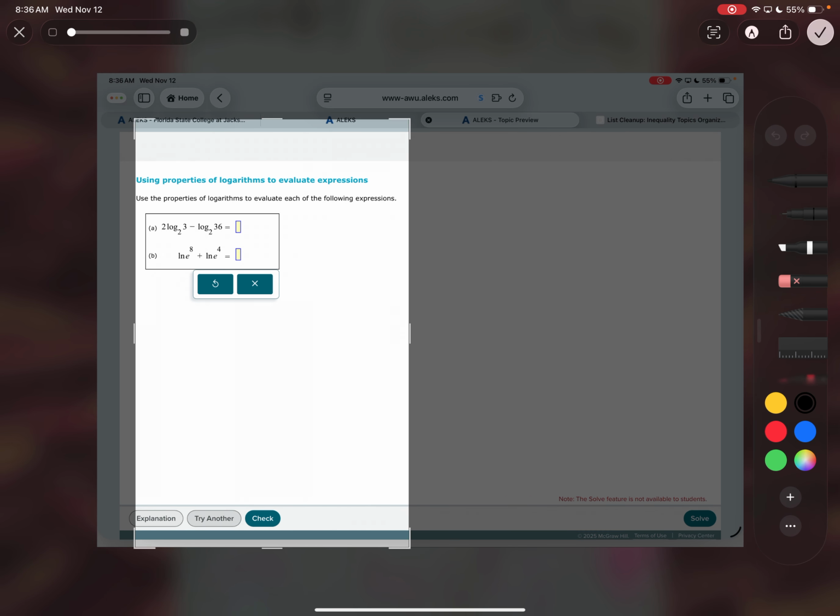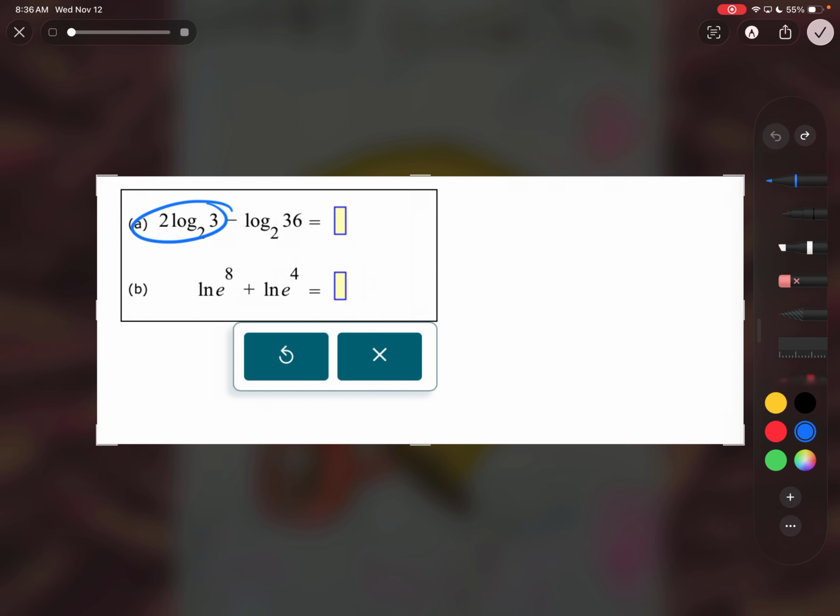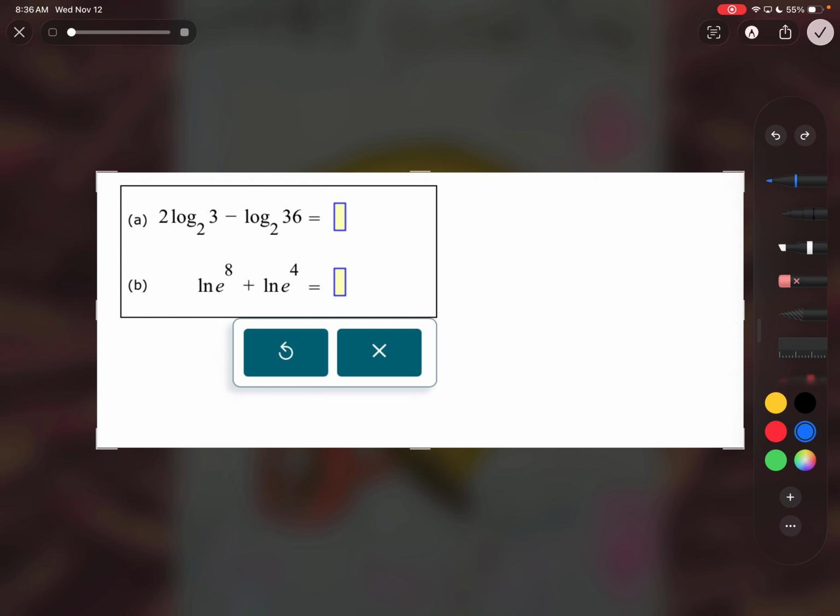Why is this useful? On these right here, maybe we can use the properties to figure out what this is. I don't know what this is individually, and I don't know what this is individually. But maybe if we use our properties, it will help us figure these out. So for A right here, I can take this 2 and move it up here. So I can say log base 2 of 3 squared.